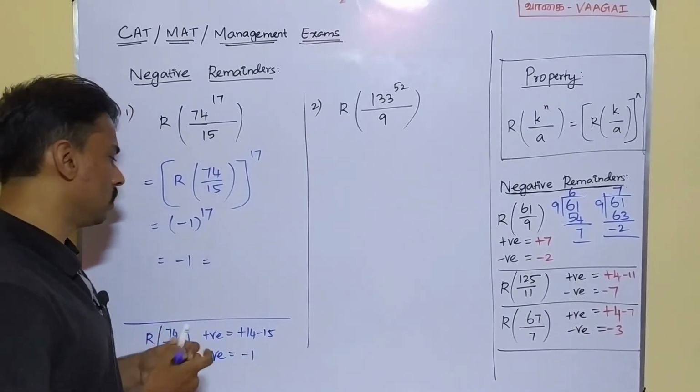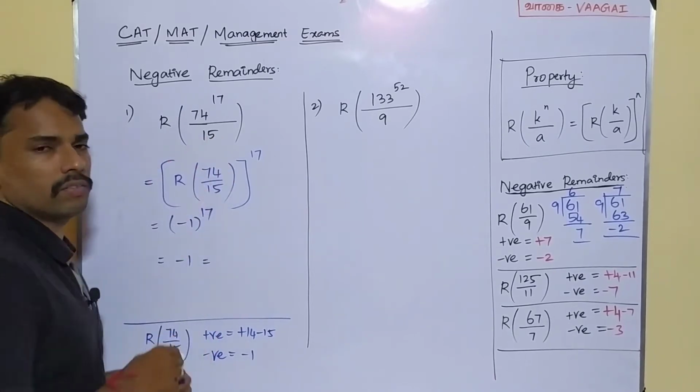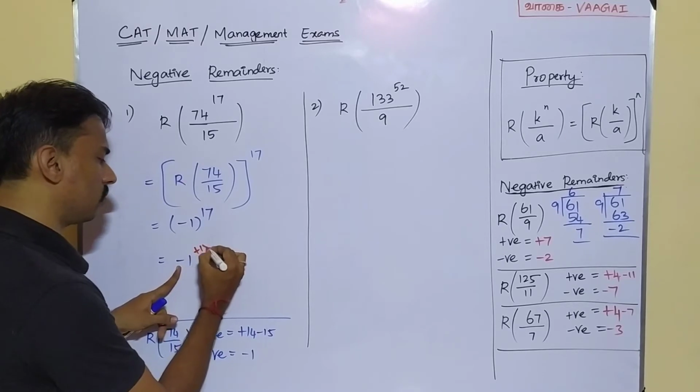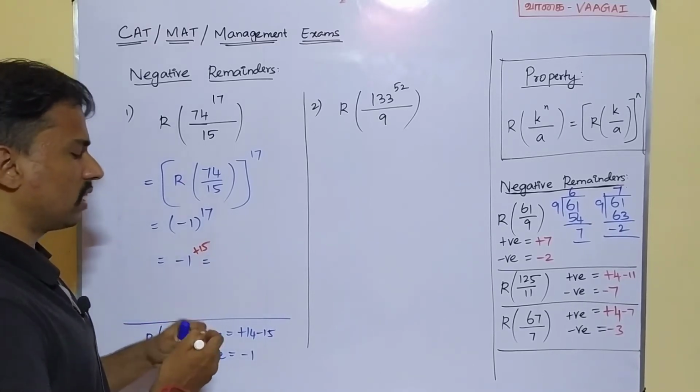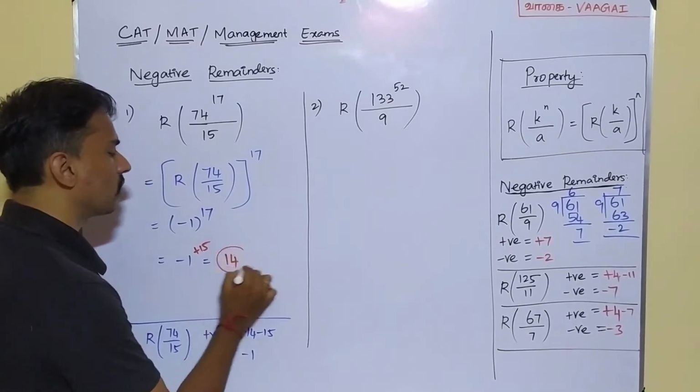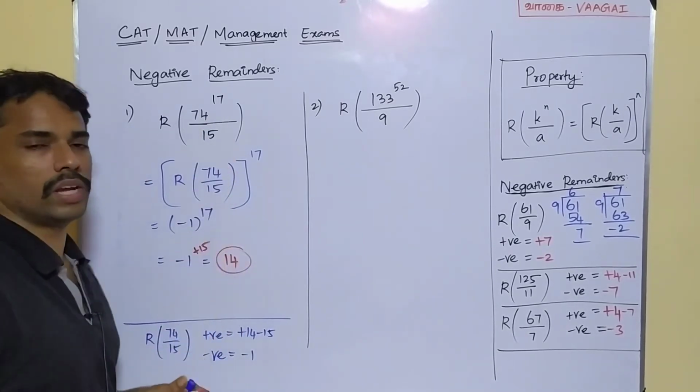So what should I do? Very simple. With what number am I dividing? With 15 I am dividing, no? So what I should do is minus 1 plus that 15. So I will finally get my answer as 14. So the answer to the first question is 14.